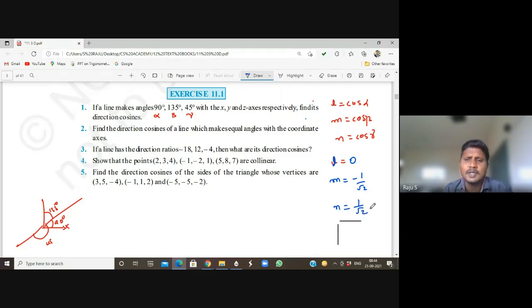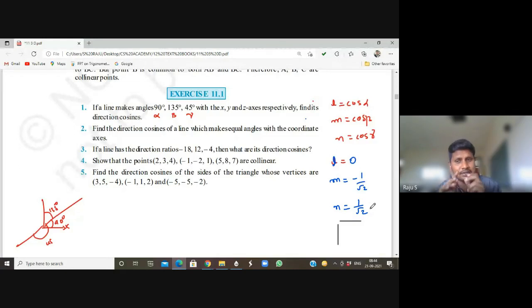So after getting the direction cosines, how can you check whether your answer is correct or not? Simply check whether L square plus M square plus N square is equal to 1 or not. The sum of the squares of the direction cosines is always equal to 1. Check this condition. Yes, it is clearly equal. Right? Fine. That is the first question. Coming to the second question. Find the direction cosines of a line which makes equal angles with the coordinate axes.